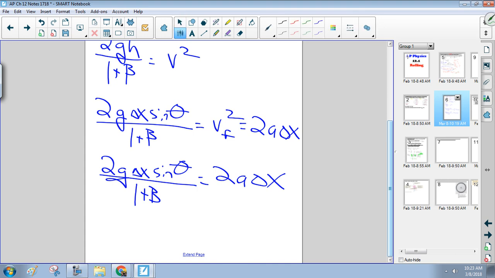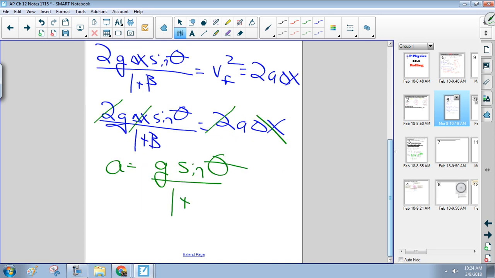What cancels, you guys? The delta x cancels. And the 2 cancels. So now I've got A equals g sine theta over 1 plus beta. Follow? All right. So if we had had numbers, what you would have done is you would have just said, well, I know VF, I know my delta x. So you do 2a delta x equals VF squared minus VI squared and find your acceleration.